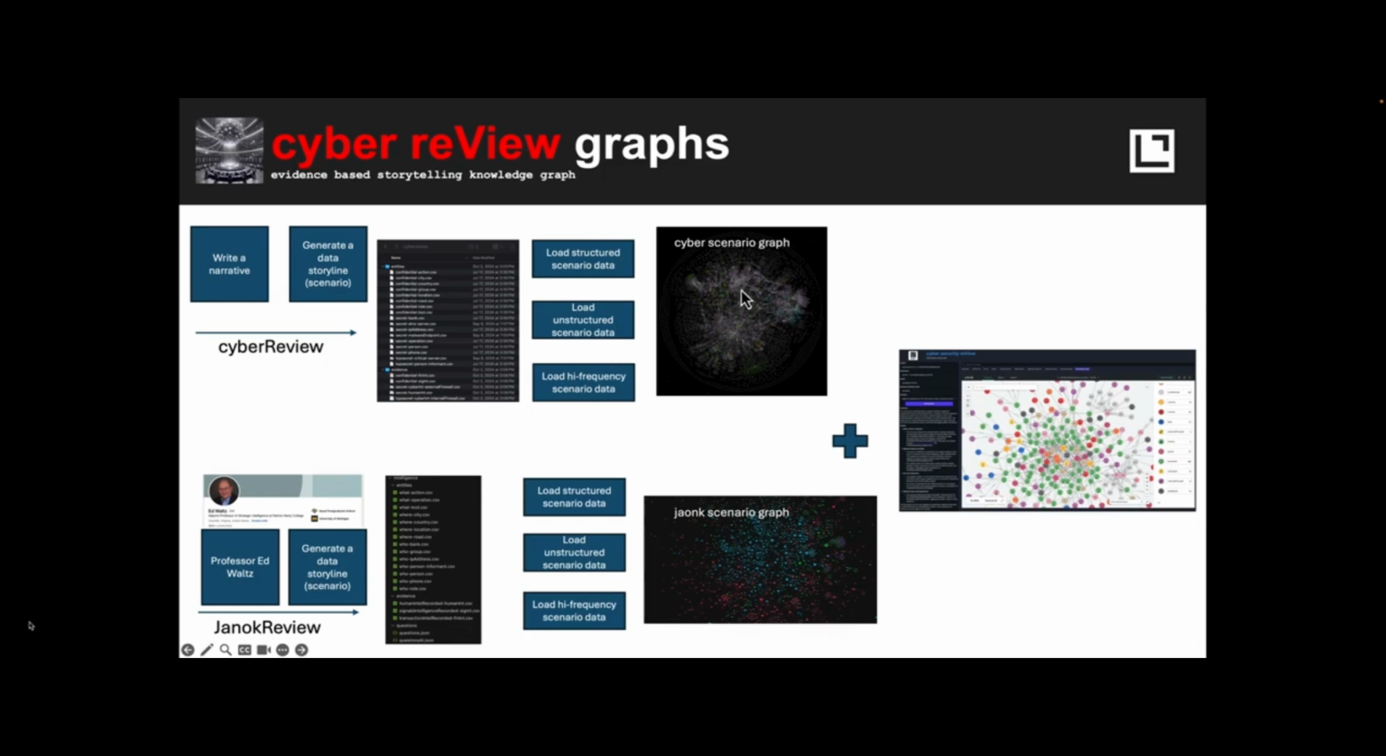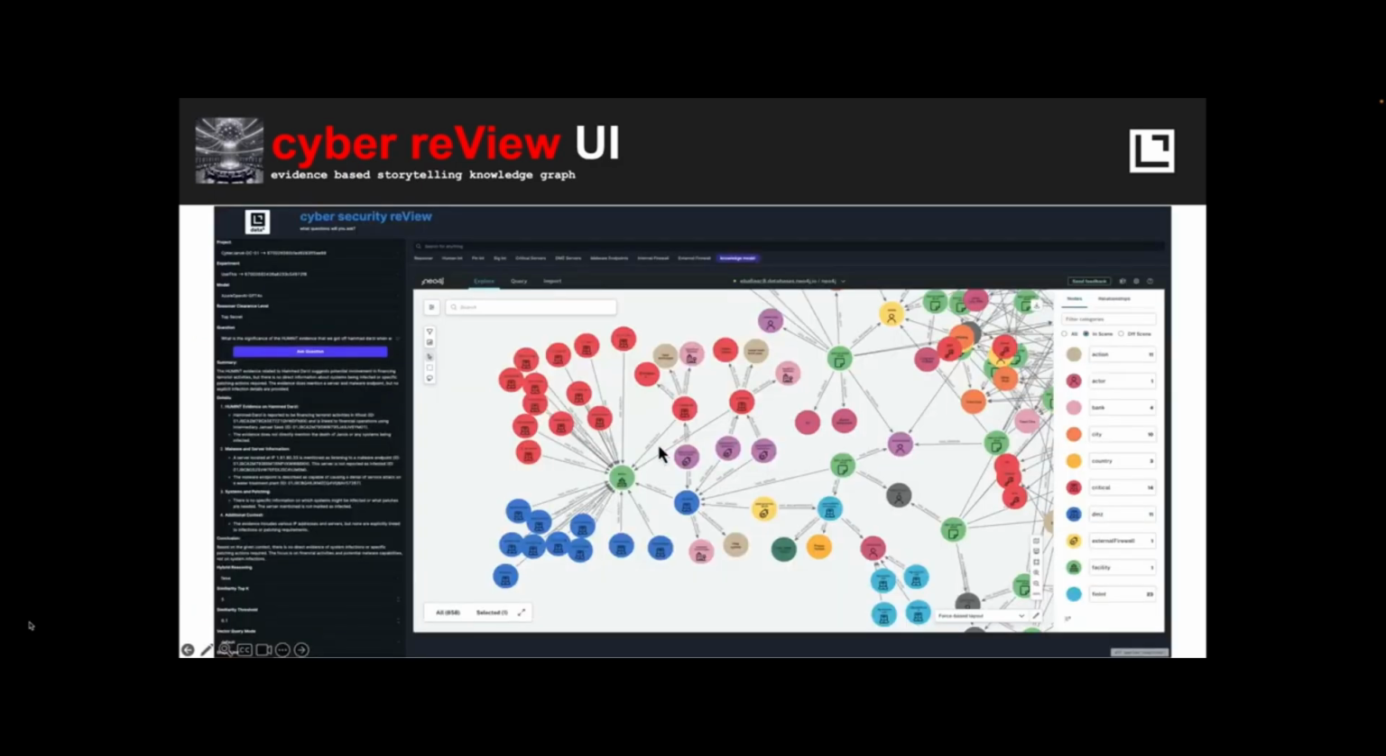And then with our system, we can take these different scenarios and combine them into one knowledge graph, which is called the cybersecurity reView, where we can ask questions over this data set and see how things are connected. And I'm going to give you a demonstration of the UI today.